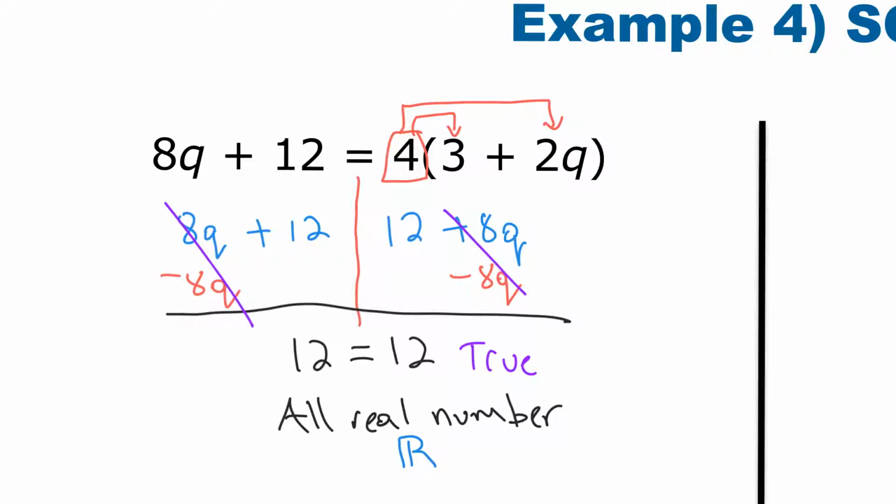So any number that you can think of is an answer for Q. If you guys substitute any number into this variable, the statement is going to be true. So you can substitute a -3. You guys can substitute a positive 1/2. You guys can substitute any number, and it's a true statement.